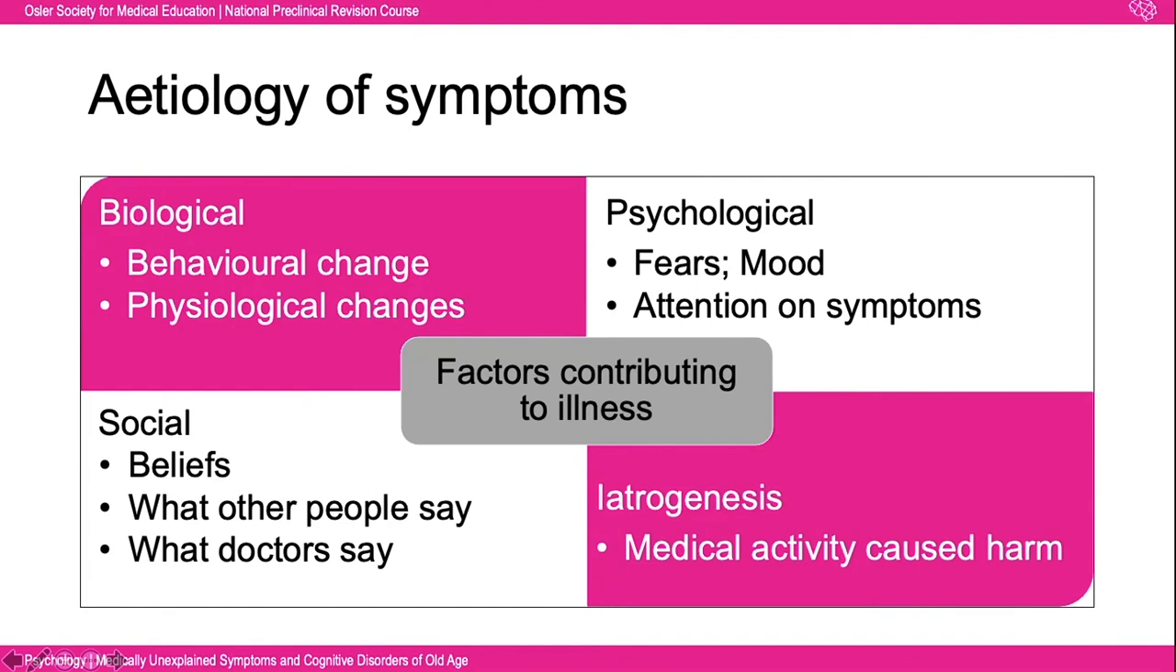So what causes medically unexplained symptoms? If more than one factor contributes to being ill, there are biological factors, including disease. There are also psychological factors, and these include what the patient is thinking and what they're worried about. And there are social factors, which include what people say to the patient, and particularly important for us is what doctors say to them.